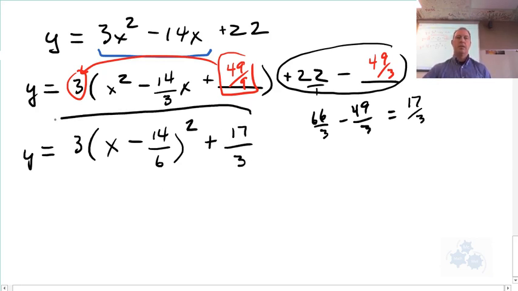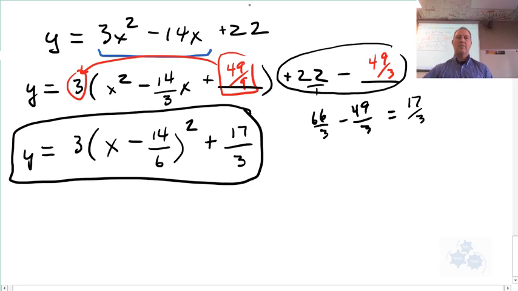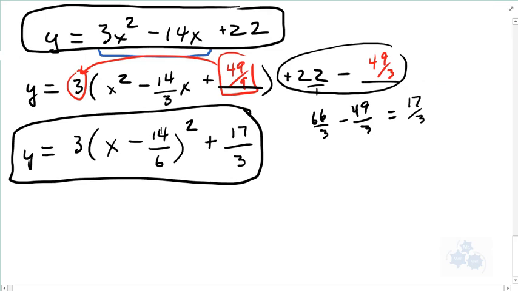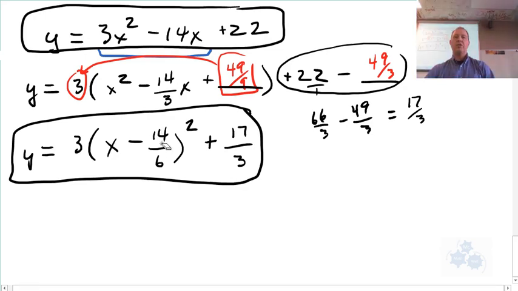All right? So that is in vertex form. That is in standard form. So one note was made. Very good. 14 over 6. We need to write that in simplest form. That's 7 over 3. Thank you, Jack. 7 over 3. So write everything in simplest form.